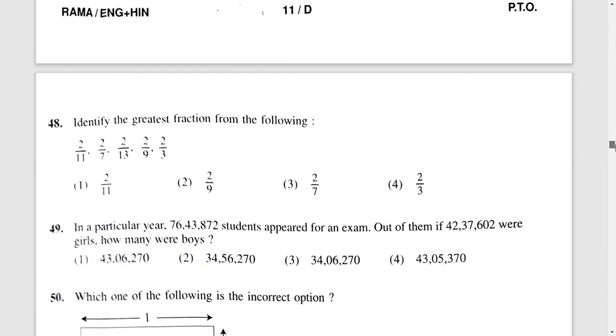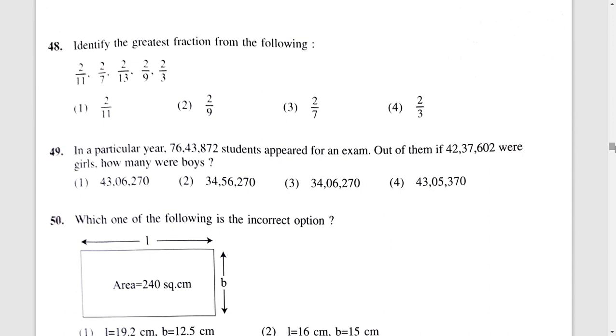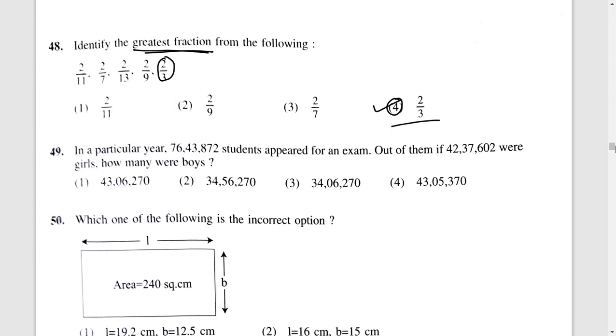Now go to the 48th question. Identify the greatest fraction from the following. So here the numerators are same whereas denominators are changing. Means whichever denominator has the lowest value, that will be the greatest fraction. So 2 by 3 is the answer here. The options are 2 by 11, 2 by 9, 2 by 7, 2 by 3. So option 4 is the right answer.